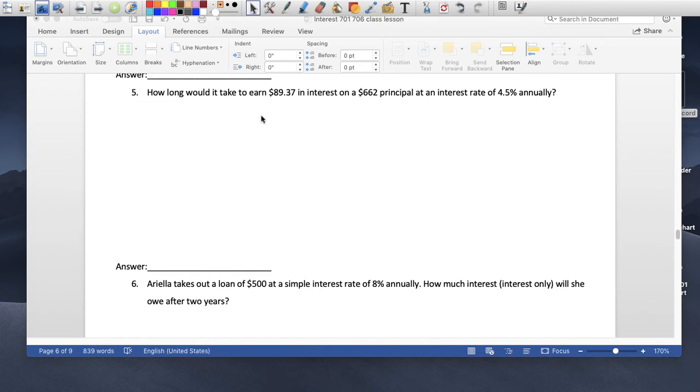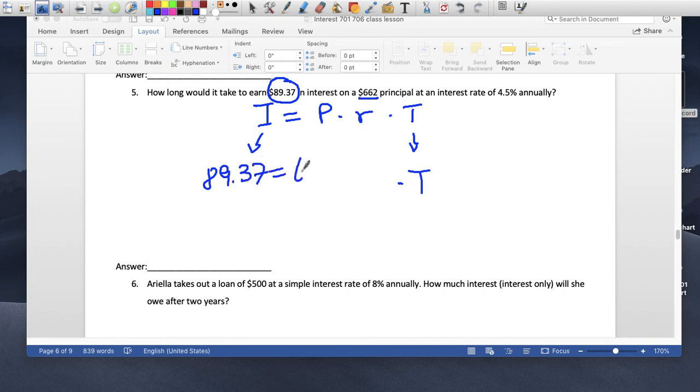Number 5, how long will it take? How long is a hint that we need to find t, the time. How long will it take to earn $89.37 in interest on a $662 principal at an interest rate of 4.5% annually? So let's leave t for time because that's what we're going to find out. Interest, she earned $89.37, so that's here. How much did she put in the bank? $662, and the interest rate was 0.045.